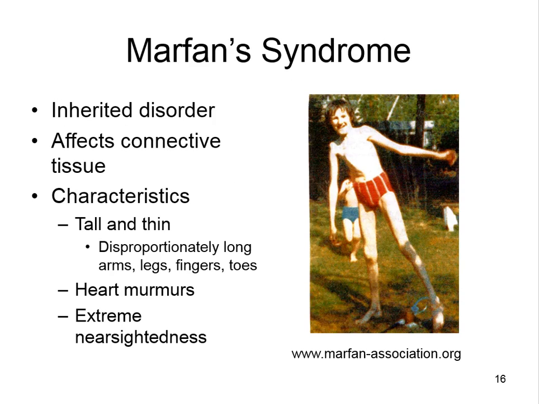Marfan syndrome. This is an inherited disorder. It affects the connective tissue. As a result, it can affect many different body systems, including the heart and blood vessels, eyes, and the skeleton. Characteristics: they are tall and thin, with disproportionately long arms, legs, fingers, and toes, heart murmurs, extreme nearsightedness, and the damage can be from mild to life-threatening.